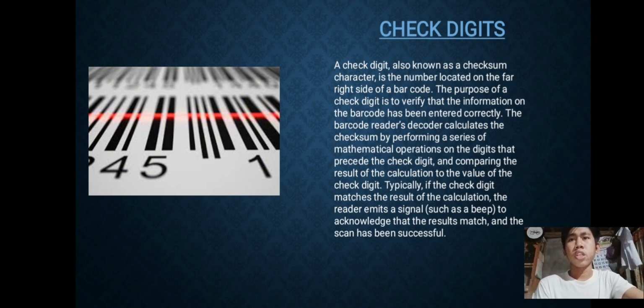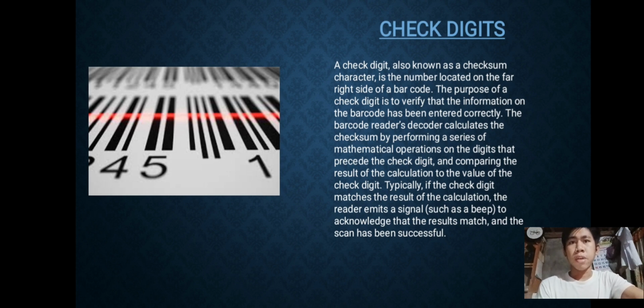Check digits. A check digit, also known as a checksum character, is a number located on the far right side of a barcode. The purpose of a check digit is to verify that the information on the barcode has been entered correctly. The barcode reader's decoder calculates the checksum by performing a series of mathematical operations on the digits that precede the check digit and comparing the result of the calculation to the value of the check digit.